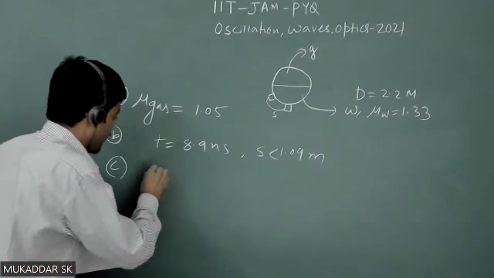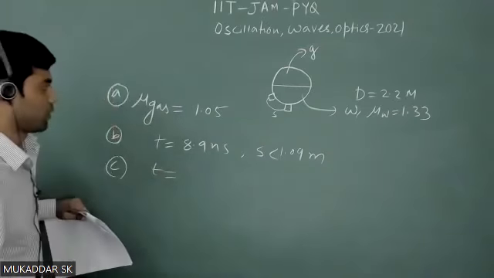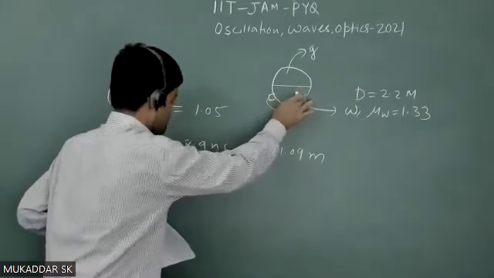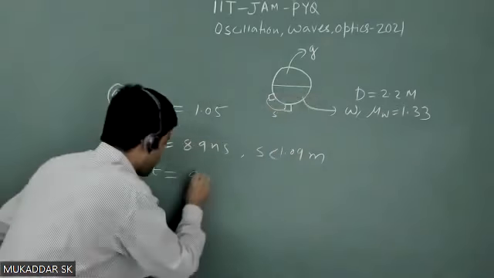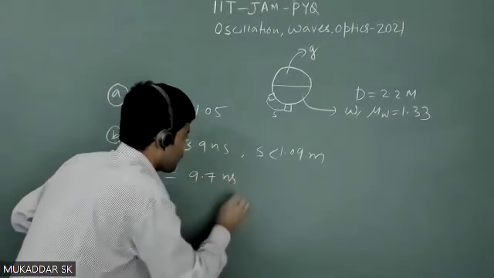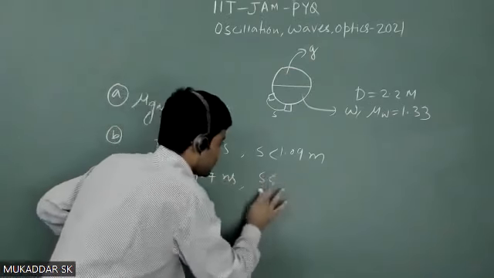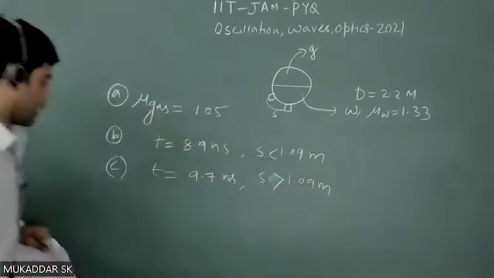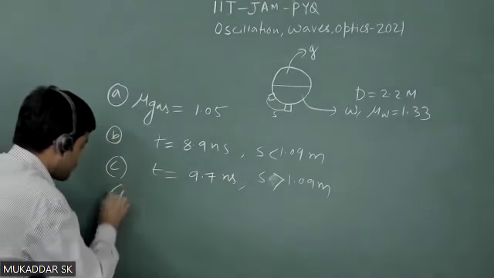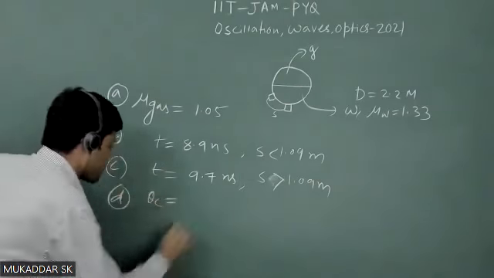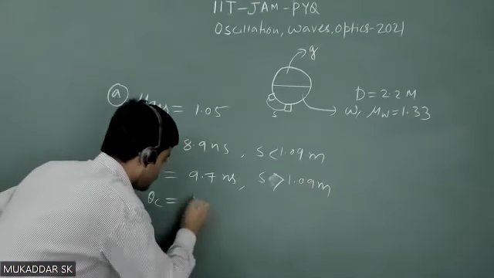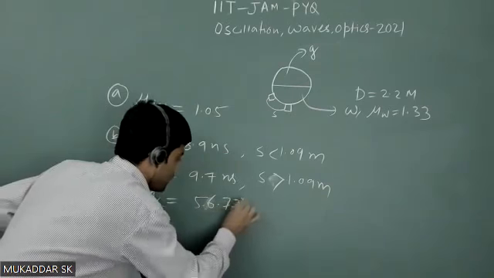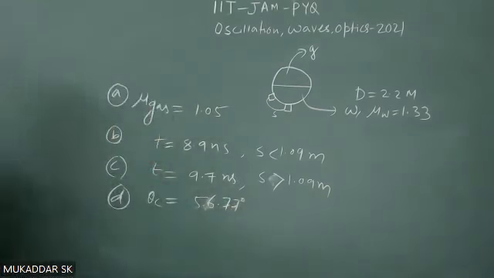Third option: the time taken by this light to travel from the source to the rim will be 9.7 nanosecond when s is greater than 1.09 meter. And the last option is the critical angle, which is 56.77 degree. Okay, so let us check one by one.